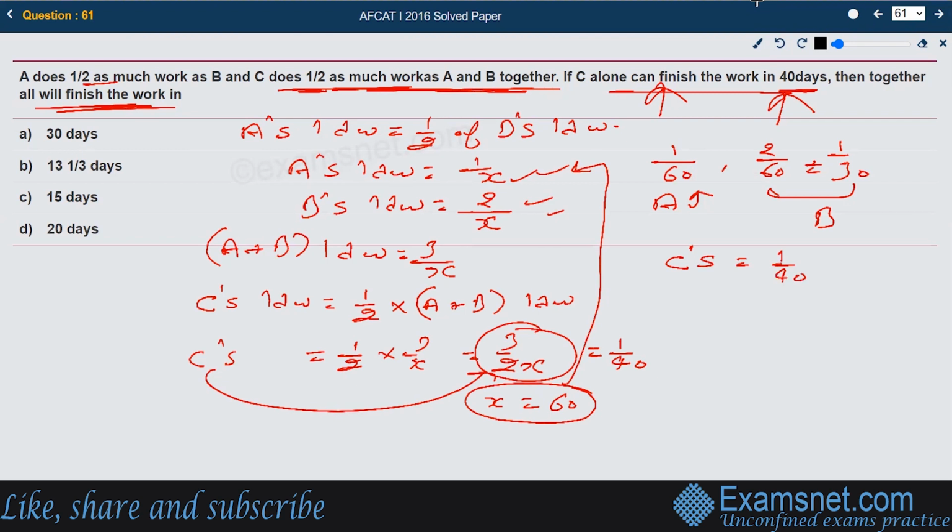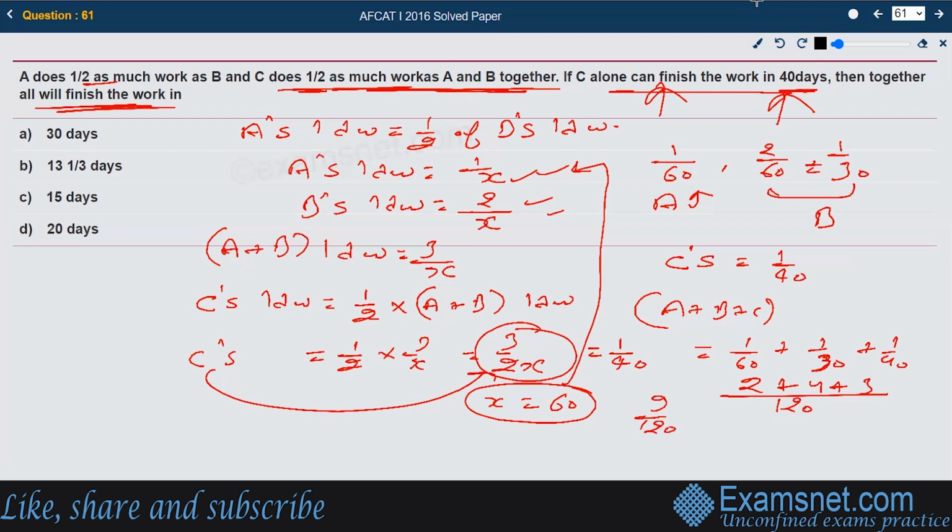So we need to add all three values. A plus B plus C's one day work is supposed to get added. So it is 1 by 60 plus 1 by 30 plus C's one day work, 1 by 40. If we add them together, we are supposed to take an LCM. Let us take the LCM as 120. So if 120 is the LCM, this is 2, this is 4, and this is 3. So it becomes 2 plus 4 plus 3, 9 by 120. 9 by 120 is the total one day work of all of them together.